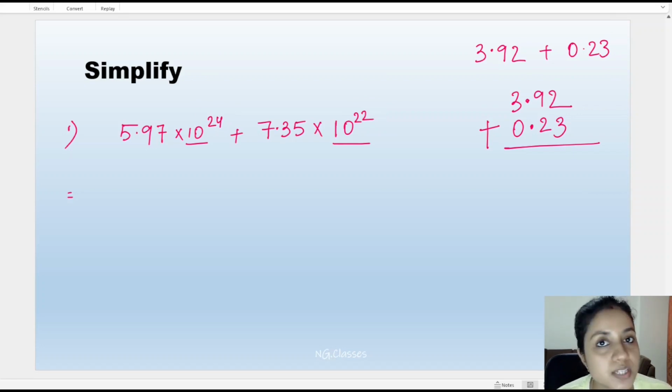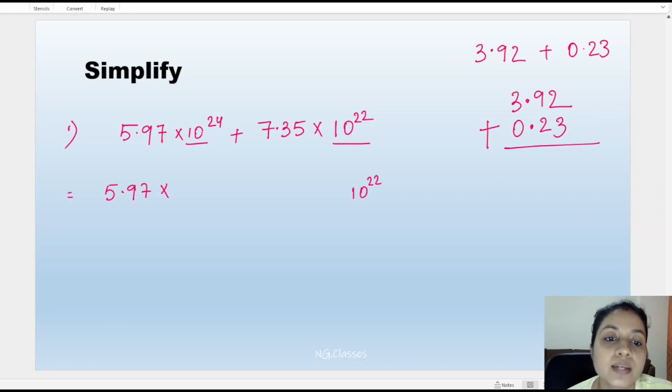So let's make the powers the same first. We will try to make both exponents the same, either both 10 to the power 22 or both 10 to the power 24. Let's keep 10 to the power 22 as it is, and make 10 to the power 24 also 10 to the power 22. So 5.97 times 10 to the power 24, can we write it as 10 to the power 2 times 10 to the power 22? Because the first property of exponents says that whenever we have the same base, we add the powers. So accordingly, we can break it as well, right?